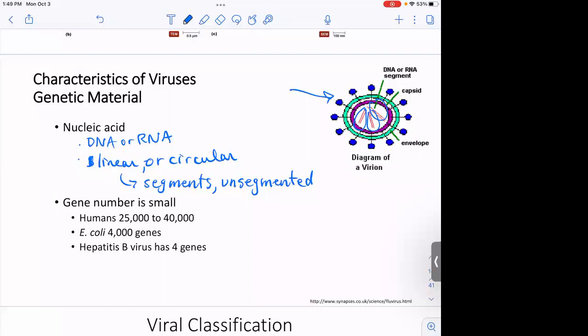And the genome number is going to be small. In humans, we've got somewhere between 25,000 and 40,000 genes. E. coli, much less. Hepatitis B, that's the virus with the smallest known genome, only 4 genes. So we're going to talk about kind of why that makes sense and what some of those genes are that it's absolutely necessary that it brings with it. And we'll continue that on Friday. So we'll see you Wednesday.